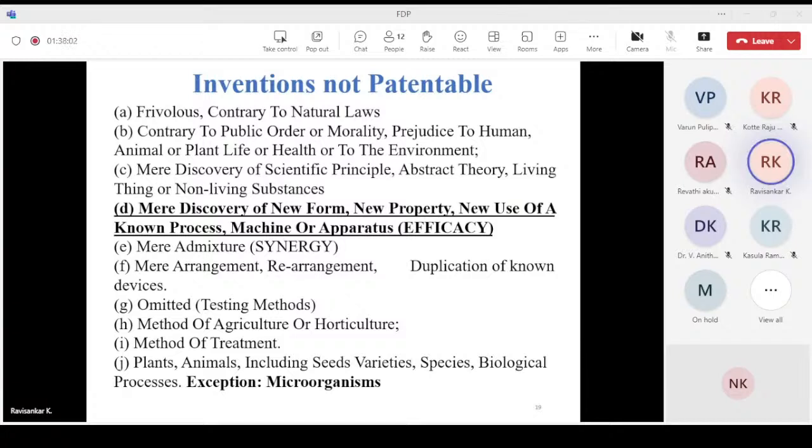Then mere admixture. If you just mix A and B, it is not patentable. You have to show how A plus B is more advantageous over the individual use of A and B. There should be some synergy because of the admixture. Then mere rearrangement and duplication of already known devices. Then method of agriculture, method of treatment, plants, animals, seed varieties. Microorganisms can be patentable.